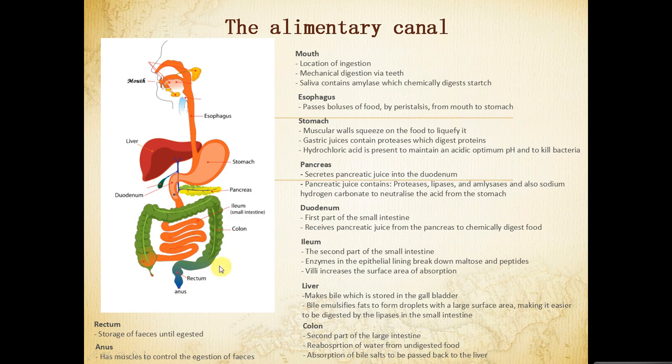We have the colon, which is part of the large intestine now, and I haven't labeled the first part of the large intestine because you don't need to know that. But the colon is the second part of the large intestine, and it's mainly for the reabsorption of water from the undigested food, and also the absorption of bile salts, which can be passed all the way back to the liver to be reused. And we have the rectum here, where feces are stored, and of course we have the anus, where there are contractile muscles which control the release of those feces stored in the rectum.